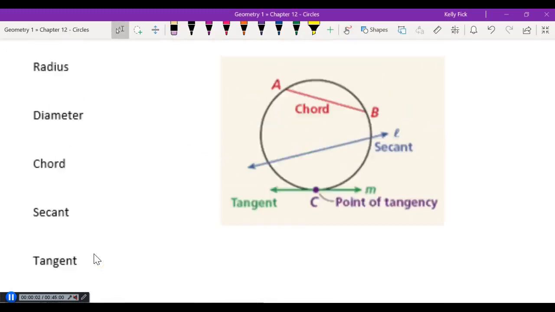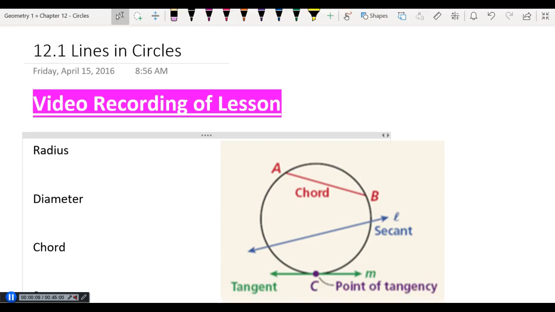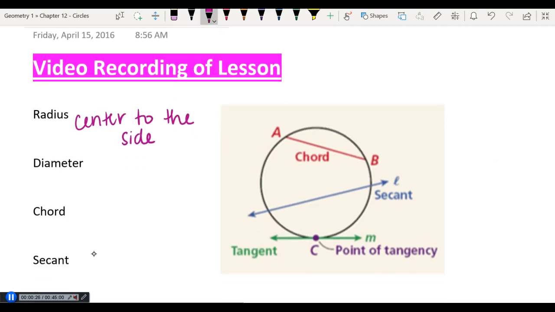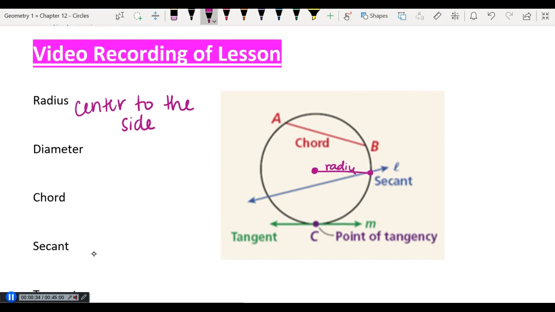All right. So today is all about vocabulary about circles. Some of these you've seen before, such as radius and diameter. The radius of a circle goes from the center to the side. So it goes from the center of the circle to the side of the circle. That's your radius. There isn't one in this picture, that's why I'm drawing it in.